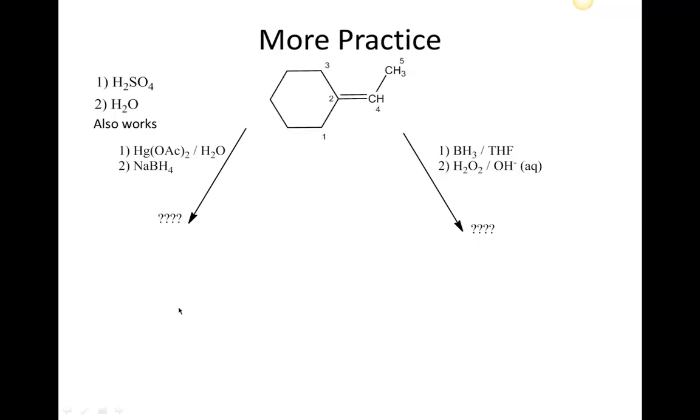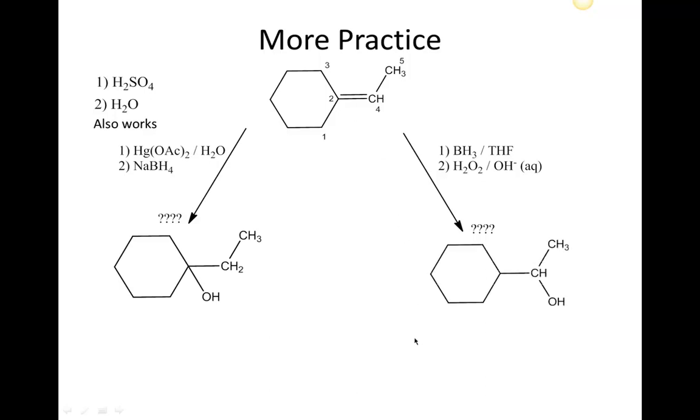So I've numbered these carbons so that you can see that carbon number 4 is going to be the one that gets the hydrogen, and carbon number 2 is going to get the OH. So there's that product. Whereas if we do the anti-Markovnikov or non-Markovnikov orientation, the hydrogen is going to go to the more substituted carbon, which is the one I've numbered as number 2 here, and number 4 is going to get the OH. So we can get either one of those products specifically.